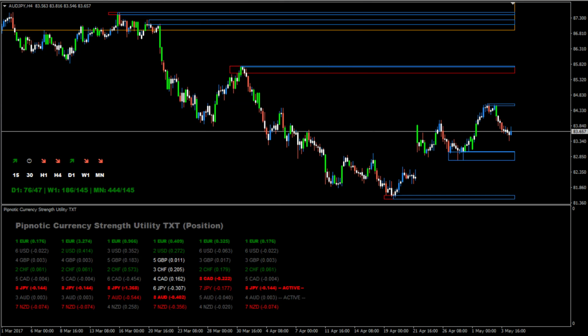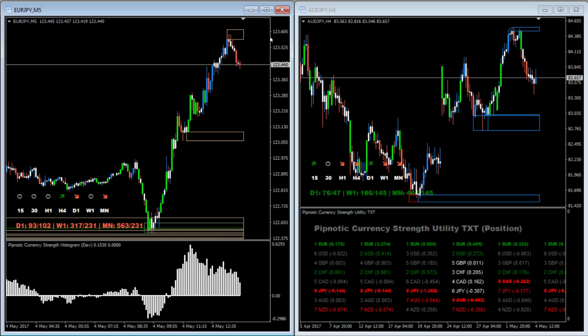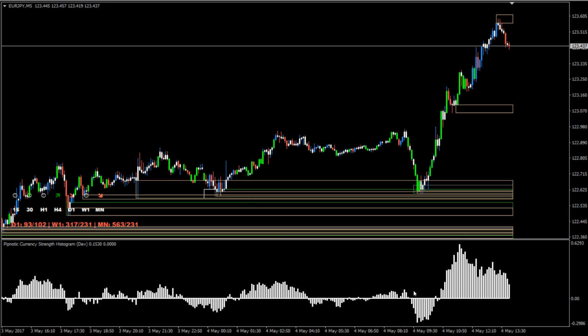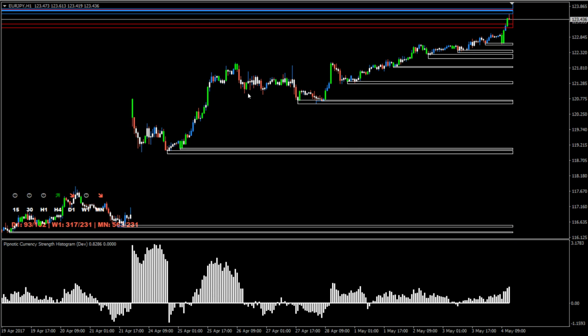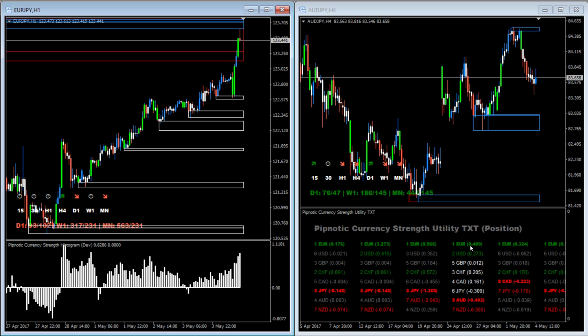Okay, good. And then we have this one, which I like to use. This is the histogram indicator, which is a little gem. And how can I use this in relation to the text version of the indicator?